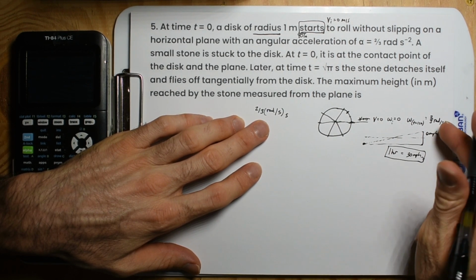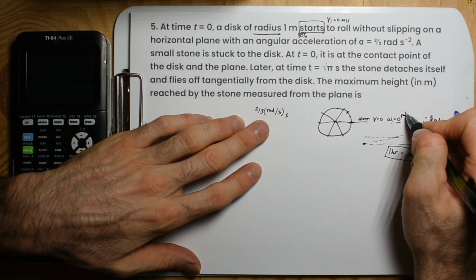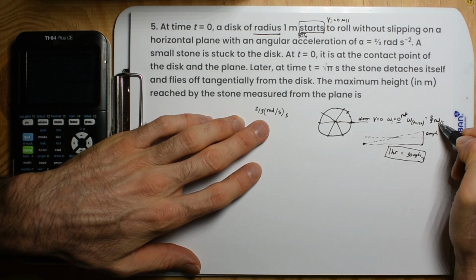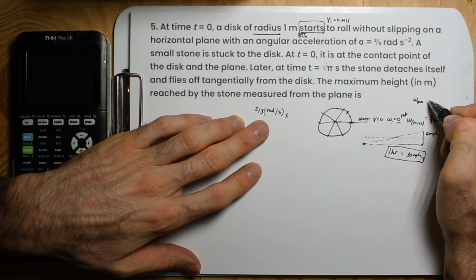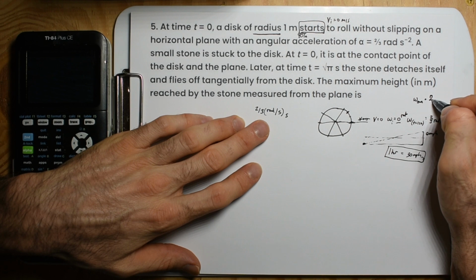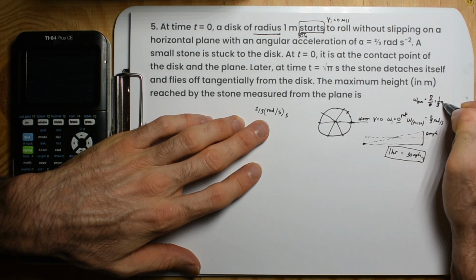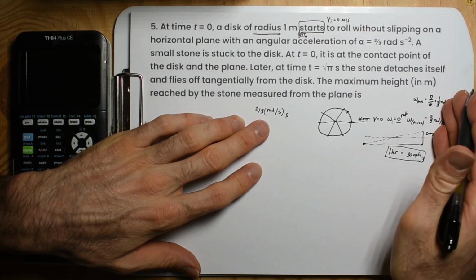The same thing is true here. We were going 0 radians per second, and now we're going 2/3 of a radian per second. So our average in that first second is 2/6, 1/3 of a radian per second. So that's our average speed.